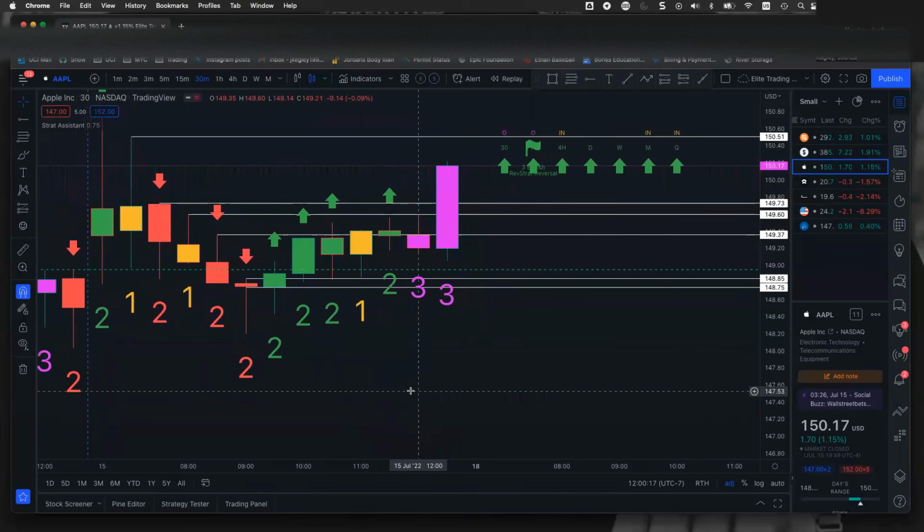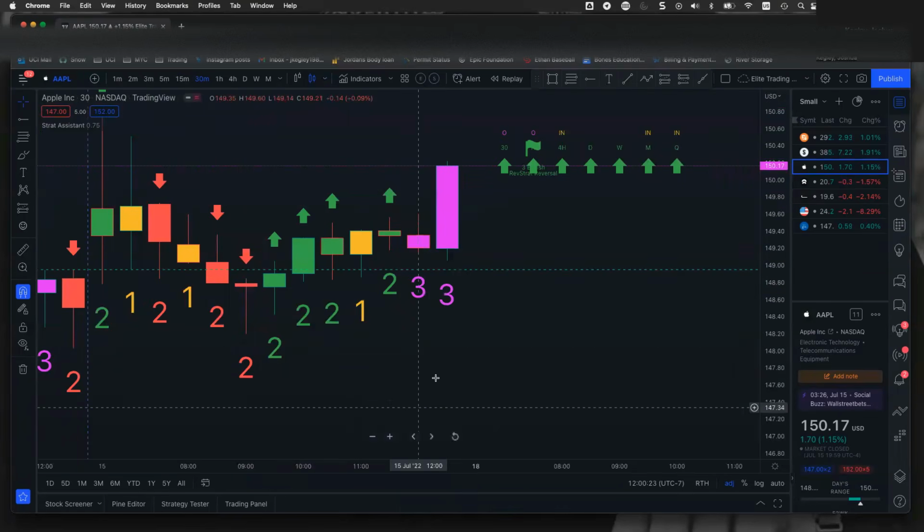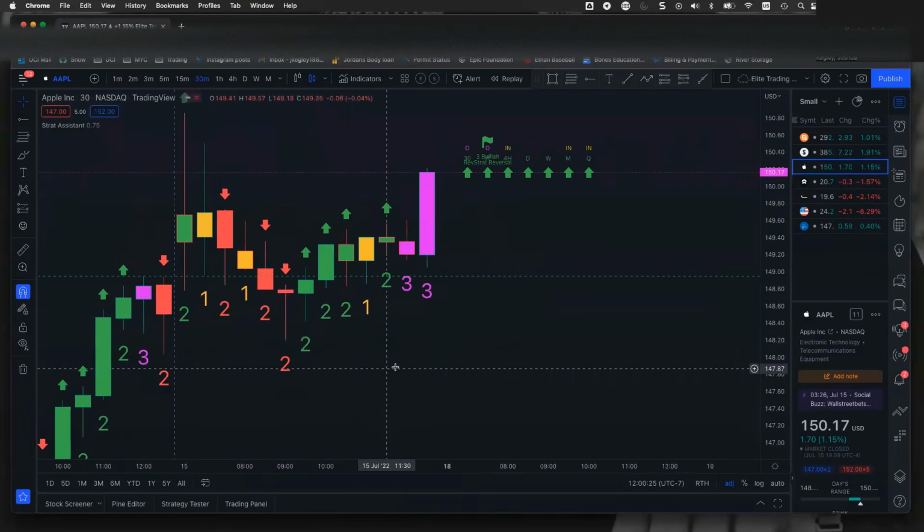So that's a 2-2 reversal. Hopefully that makes sense for you guys. Let me remove my drawings real quick. I'm going to try and find a 3-1-2, so give me a sec.